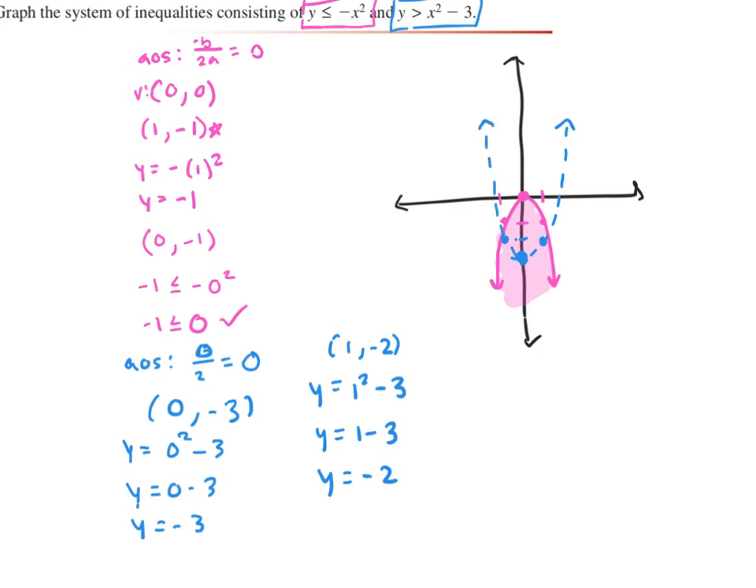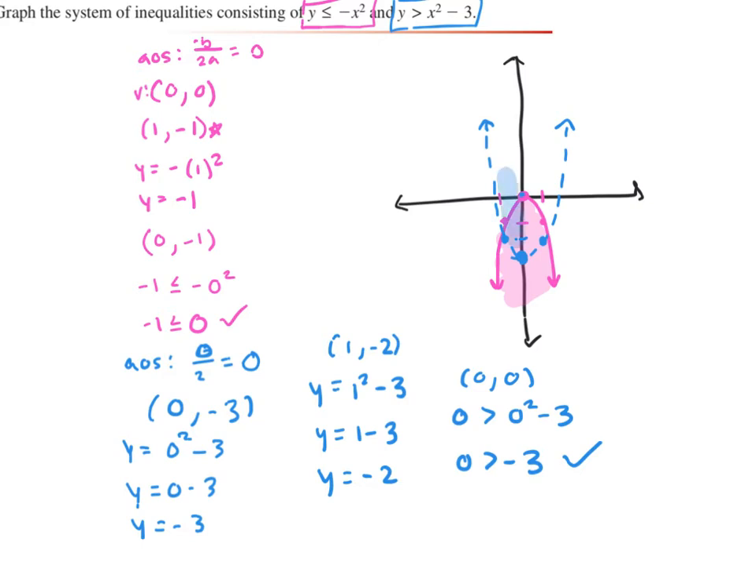Now we need to test a point. We can test 0, 0 since 0, 0 is on the inside. So we're going to plug in 0 for y and 0 for x. So we get 0 is greater than negative 3. Is this true? Is 0 greater than negative 3? Oh, yes, it is. So are we going to shade on the inside or the outside? Inside.